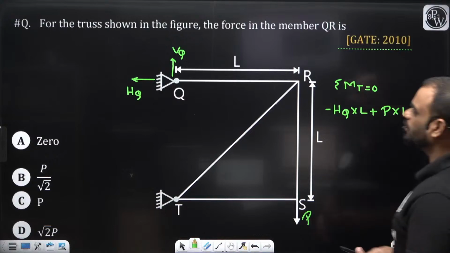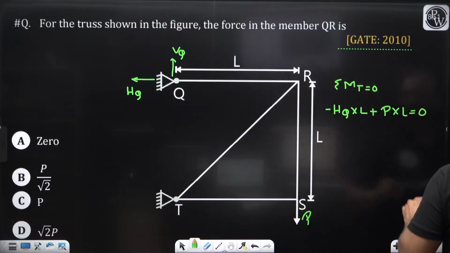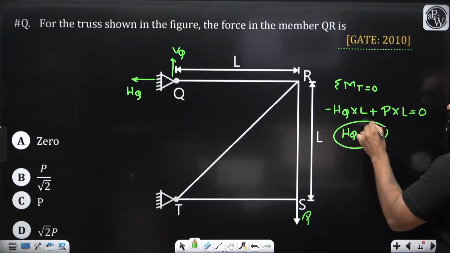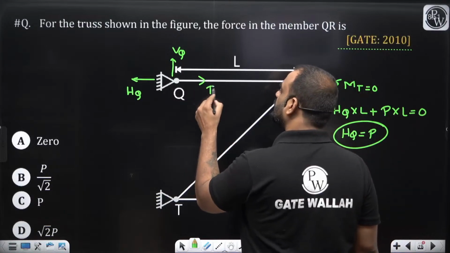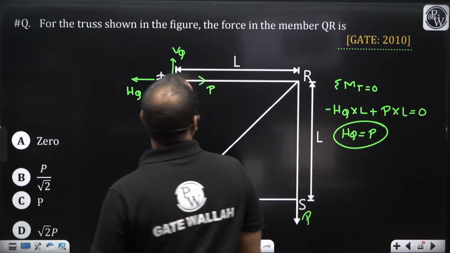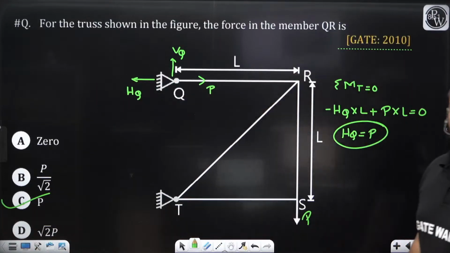Now VQ will not produce any moment, guys, about point T because it is passing through it. Okay. So can I write it down? HQ is equal to how much? It is P. So HQ is equal to P. So the correct answer for the member QR is C. C is the correct answer for this particular question.